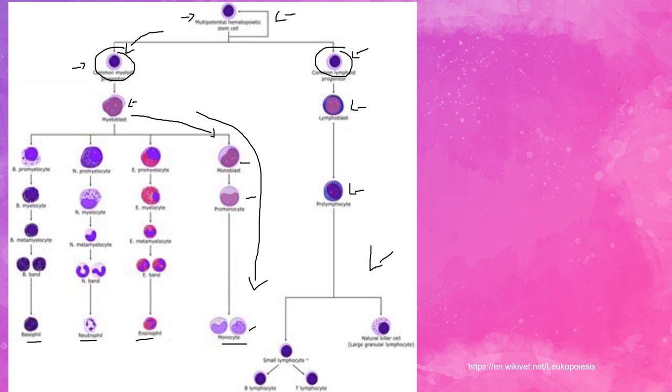The neutrophil, eosinophil, and basophil, so basophil, neutrophil, and eosinophil, are actually called granulocytes, which we'll talk about momentarily. These mature from blast, pro, myelo, meta, and band stages before they become mature cells. Now, you do not have to differentiate between the pro, myelo, meta, and band stages of basophils and eosinophils, but you do need to be able to differentiate those morphologically under a microscope for the neutrophil cell line, which is here.